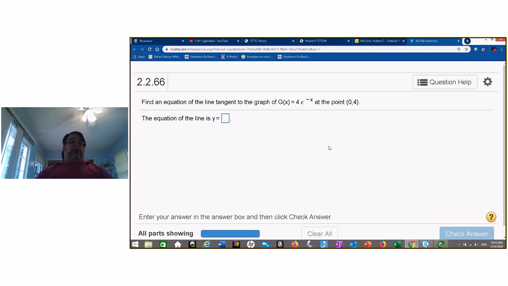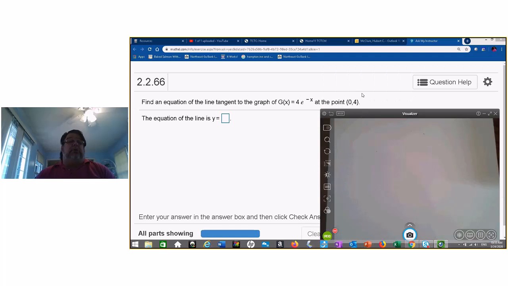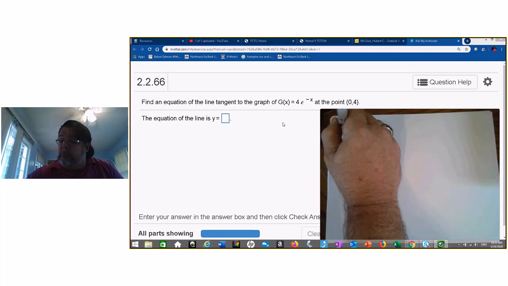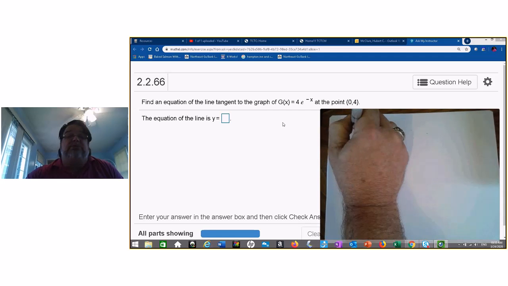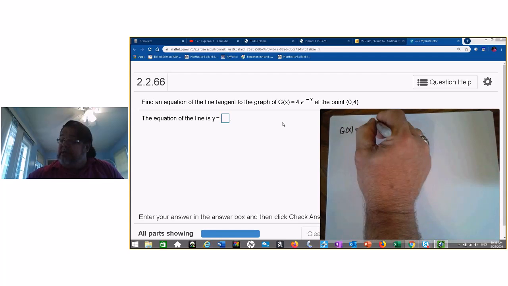All right, so this one says, find an equation of the line. Now, find an equation of the line means that you've got to do everything like in algebra. Okay, so find the equation of the line tangent to the graph g of x is equal to 4e to the negative x.